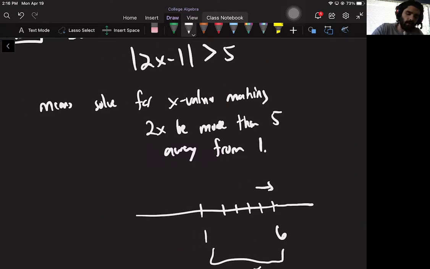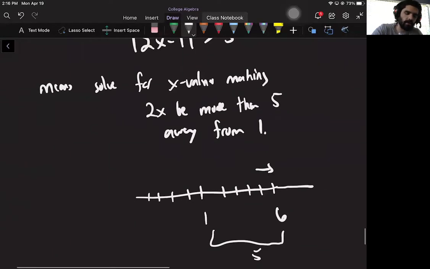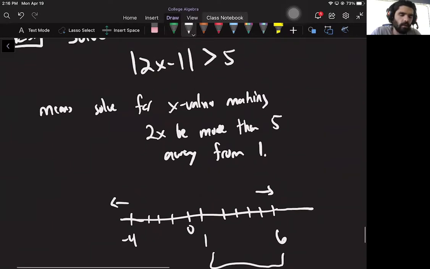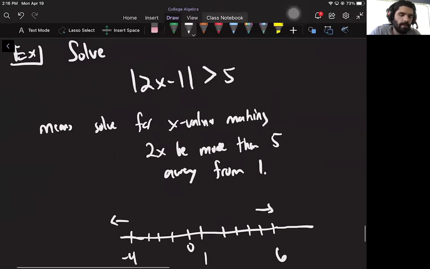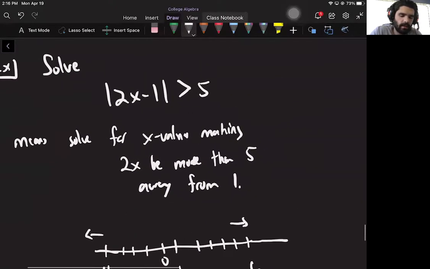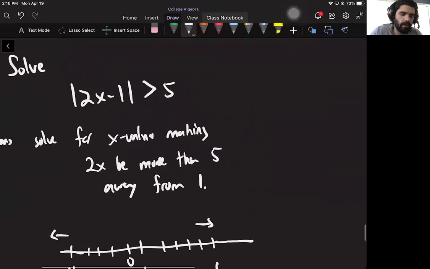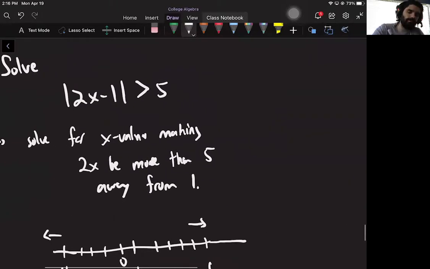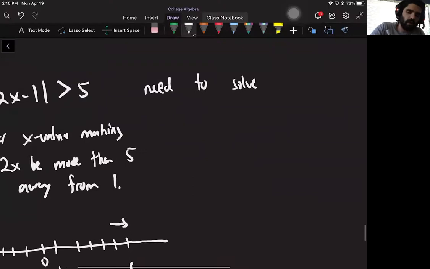But I also want x values that are more than 5 away to the other direction. So that would take me to 0, -4. So I want x values that make this distance be beyond -4. But systematically, it's not so rough. What this means is that we need to solve two things again. So we're really solving a compound inequality like last time.